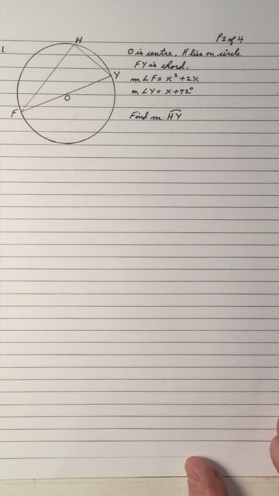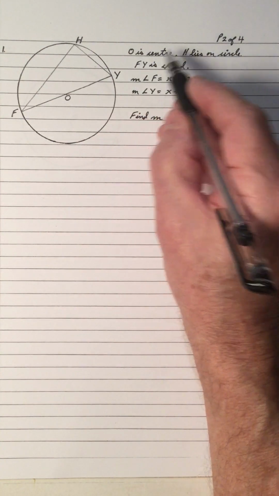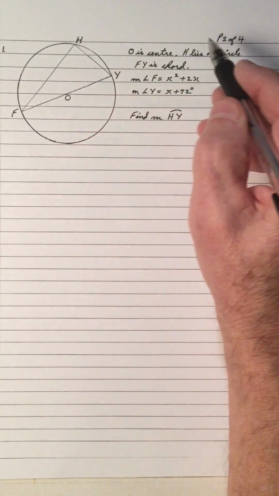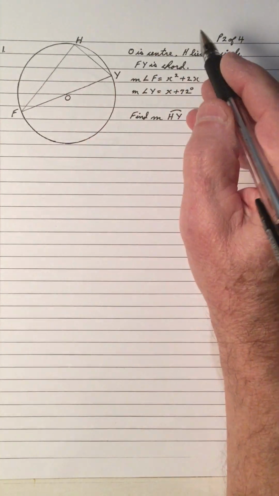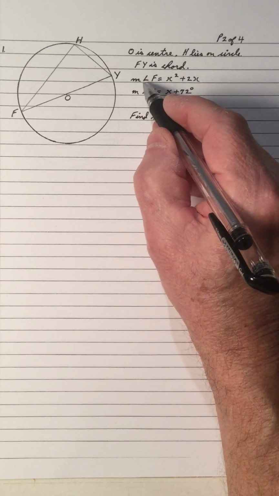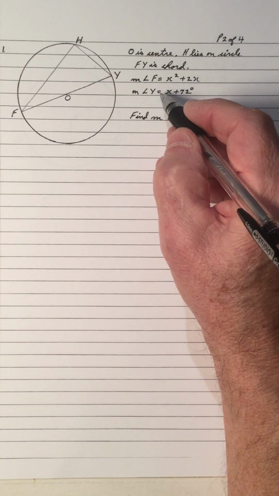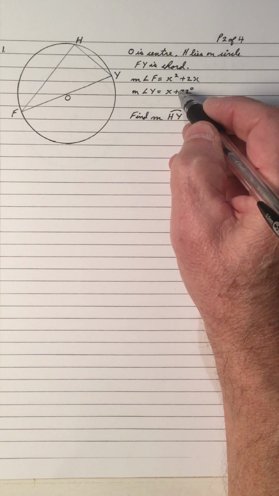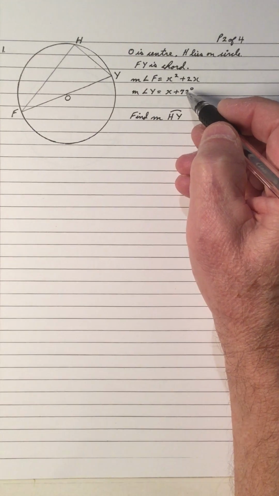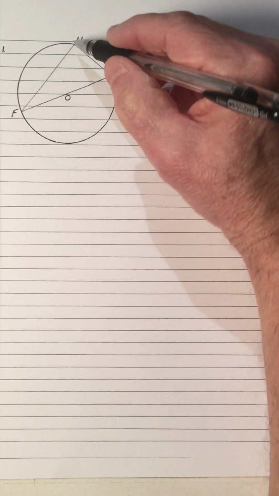This video has extra problems, and I'll call extra problems number 1. Number 1 problem. I have a circle and the center is O. H lies on the circle, on the circumference. FY is a chord. The measure of angle F is x squared plus 2x. The measure of angle Y is x plus 72, and it says find the measure of the arc HY.